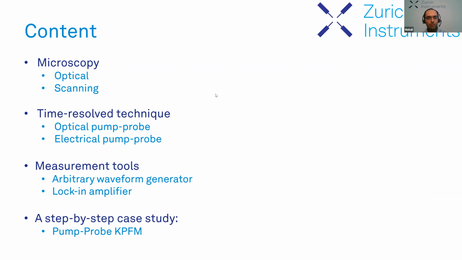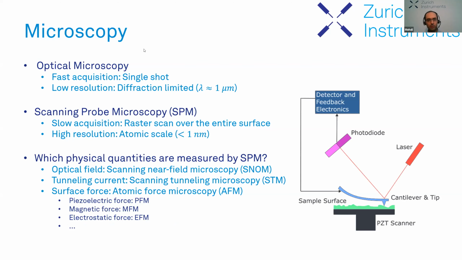So let's start with microscopy. Historically, microscopy started in the optical domain because light is visible. And with that, you can acquire the entire surface of a sample quite fast. That's the advantage of optical microscopy, but it suffers from low spatial resolution.